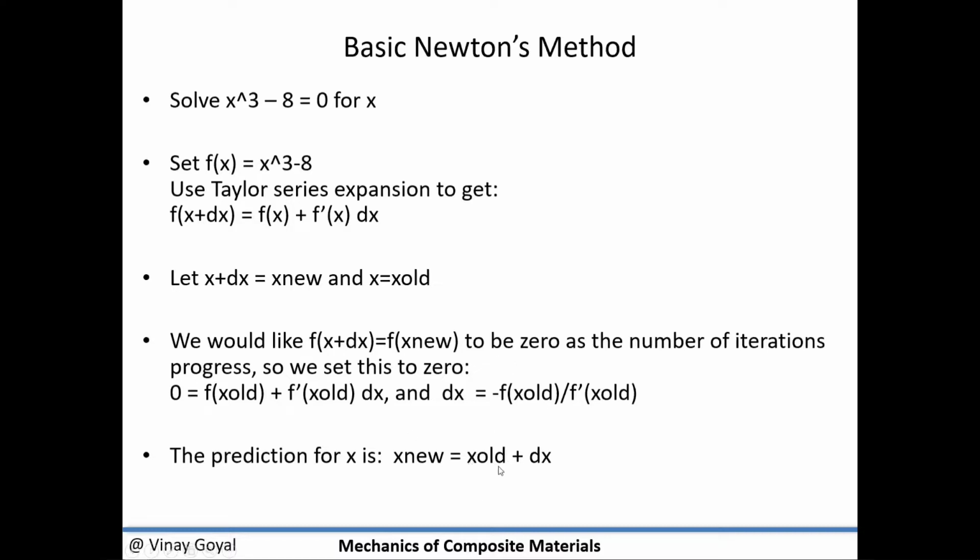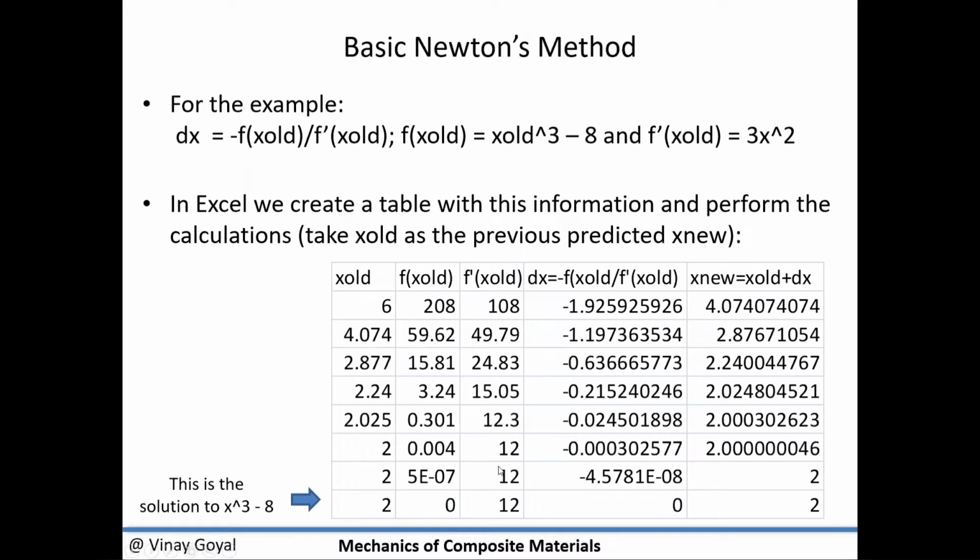And repeat the process in an iterative manner. To illustrate, in this example, we have x old, which is my guess, and it's 6. I find f(x old), which is 208, so it's 6 cubed minus 8, 208. F prime of x old, that's 108. 3 times 6 squared, that's 108. Then I can calculate dx, which is the correction that I need.